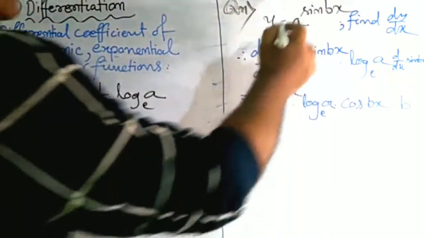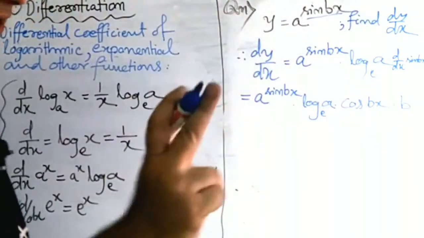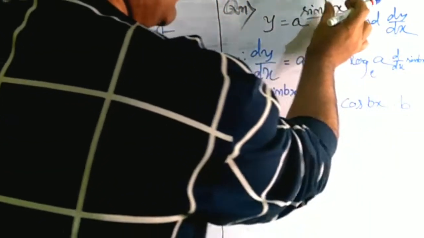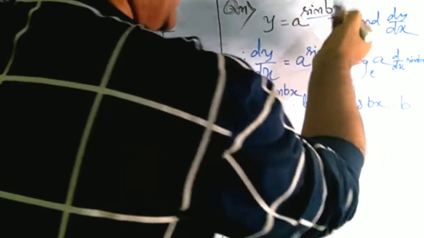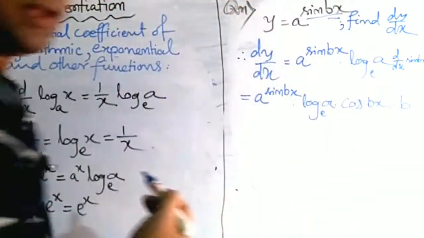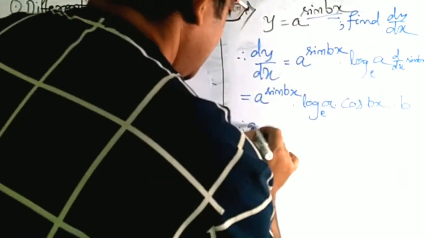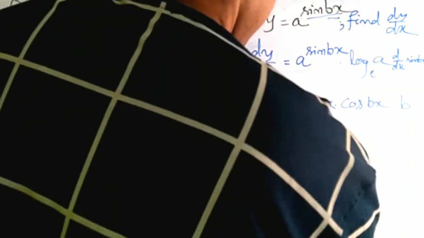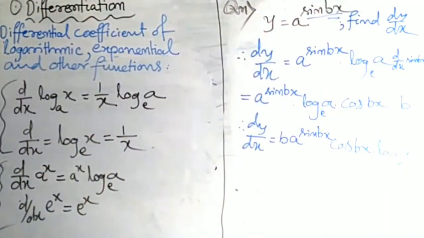Clear? So we took this sin bx as one term. Then we found out the derivative of sin bx considering bx as one term. And finally the bx's derivative b we kept. So write it nicely. Therefore, dy by dx is equal to b a to the power sin bx cos bx log a base e. Clear?